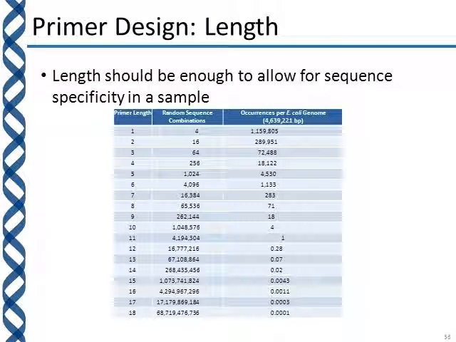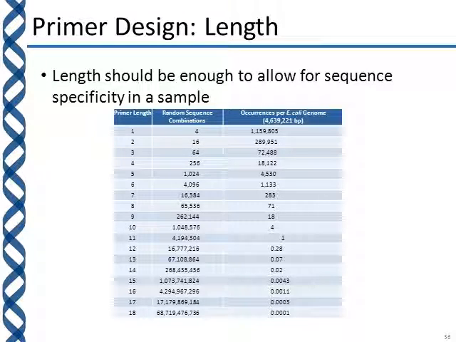But when you design your primers, you know the site sequence that you're binding to, and you design it against that particular sequence. So when you design your primers, if they are long enough, you should have reasonable guarantee that that site that you're looking at is the only one within the genome.